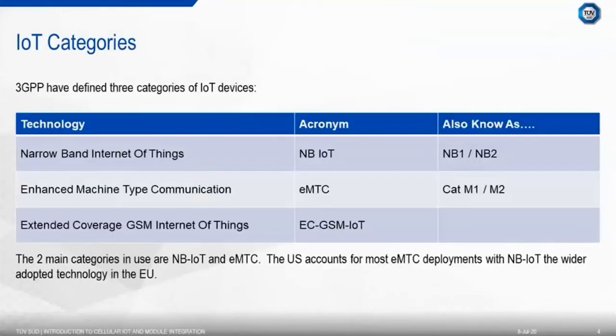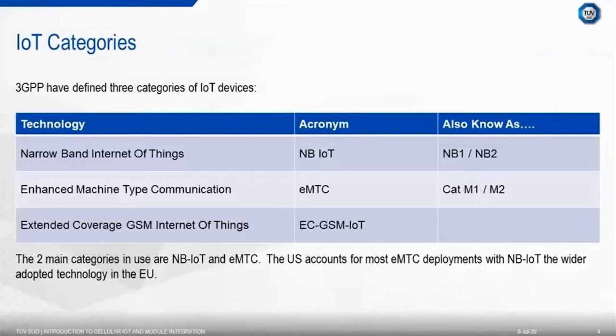Essentially, 3GPP have defined three types of IoT category: NB-IoT, eMTC, and EC-GSM-IoT, and their descriptions are there on the slide. The main focus today, as I've already mentioned, will be on NB1 and Cat M1 Release 13 devices, although we will touch on some of the future release features to show how the technology is evolving. Extended Coverage GSM IoT won't be covered any further in this presentation due to it not being widely adopted. NB-IoT and Cat M1 are by far the most deployed cellular IoT technologies at the moment.